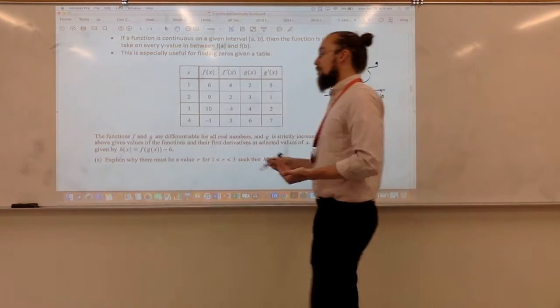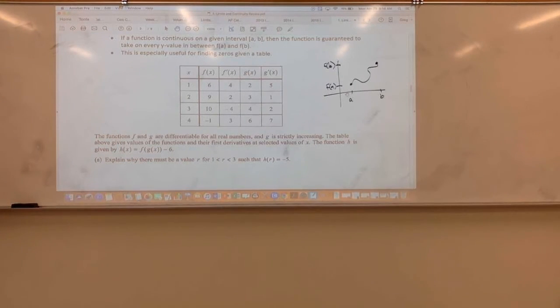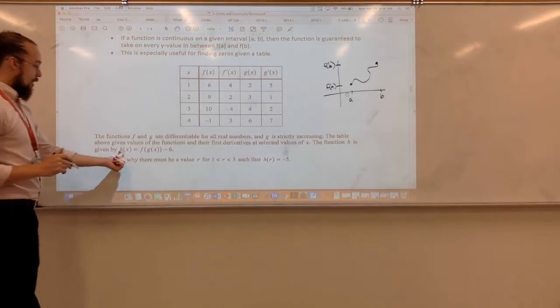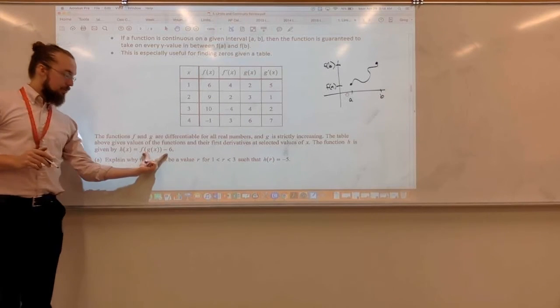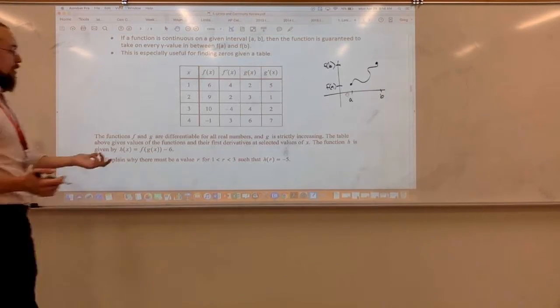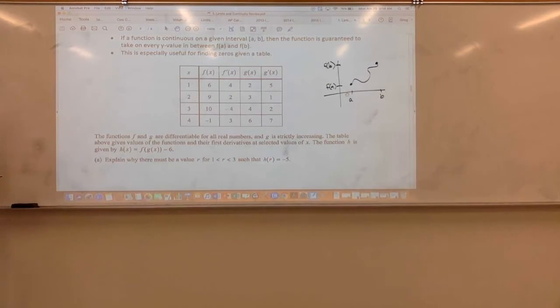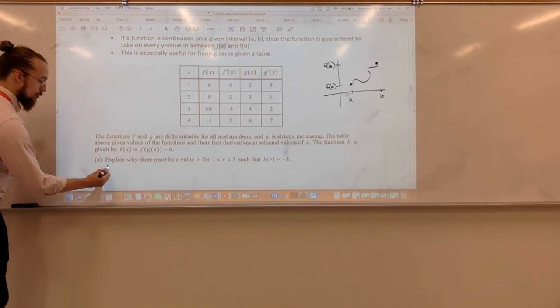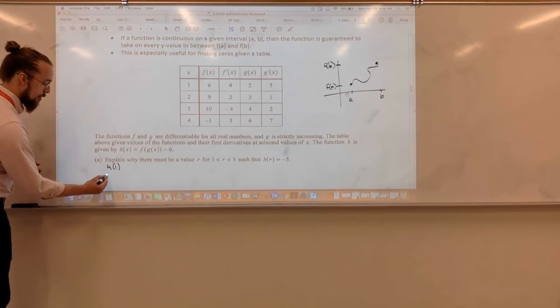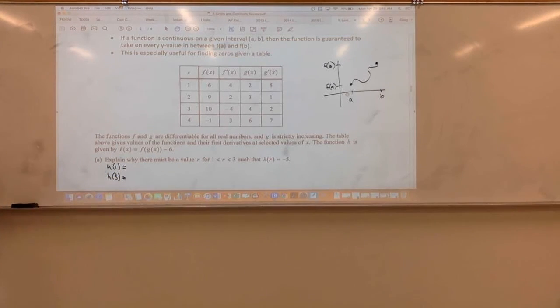So we can use the intermediate value theorem to guarantee things like what part A is asking here. We're defining h to be this function, f of g of x minus 6. And then we're saying, explain why there must be a value between r equals 1 and 3 such that h of r is negative 5. Here I would just want to evaluate each of these endpoints, so h of 1 and h of 3.